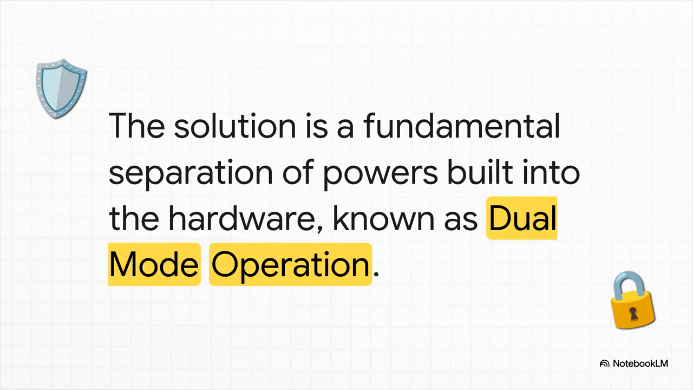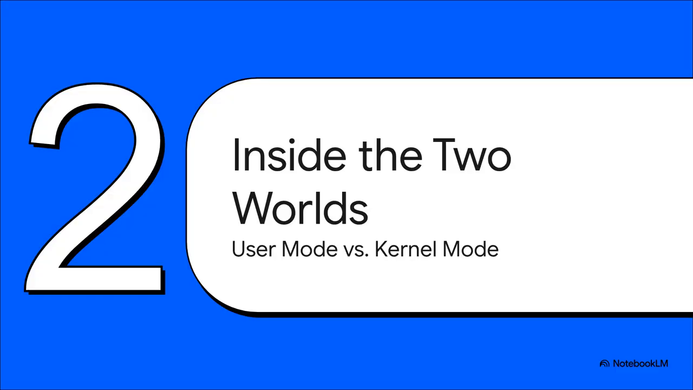So how does the computer actually enforce all this? I mean, it's not just a polite suggestion. This is a rule that's literally built right into the processor hardware itself. The solution is this brilliant concept called dual mode operation, and it creates two completely separate worlds inside your computer. These two worlds have names: user mode and kernel mode. To put it simply, pretty much everything you interact with, all your apps, live in one world, and the all-powerful OS lives in the other.